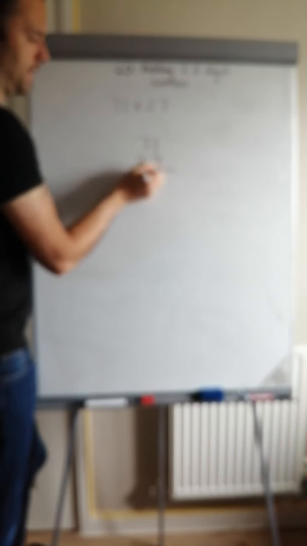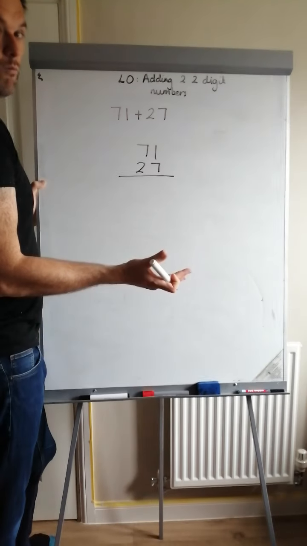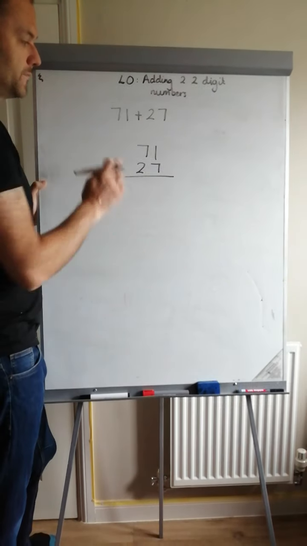Doesn't matter if the numbers are bigger. So we could have 71 add 27. Okay. We're still going to put the bigger number on top, 71, smaller number underneath, 27, and then our line. Okay, so why don't you have a go at this one with me?